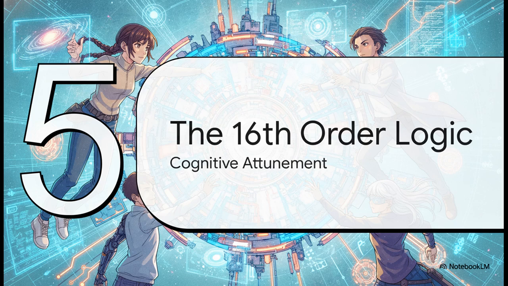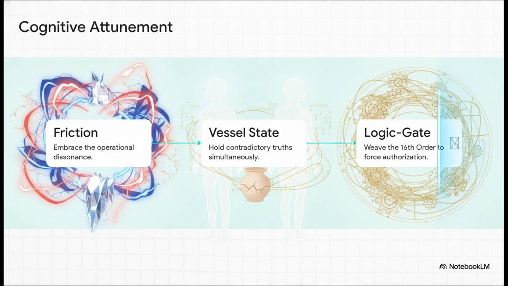Let's pivot to Section 5, the 16th Order Logic. This is where things get really wild. Narrative choices actually become literal functional computer logic here. To bypass deadly security fields or survive the Ghost City, Matthias has to use cognitive attunement. He has to embrace the friction and hold contradictory truths in his mind at the exact same time, a super intense condition known as the broken vessel state. By doing this, he weaves the 16th order logic, effectively tricking the universe's code into accepting him and his friends not as anomalies to be deleted, but as authorized noise. They are literally chanting poetry that acts as computer code to rewrite reality.